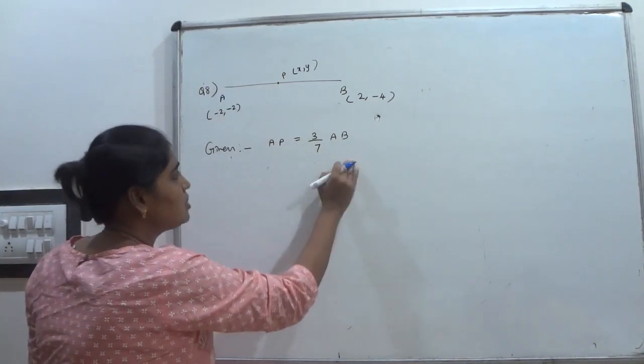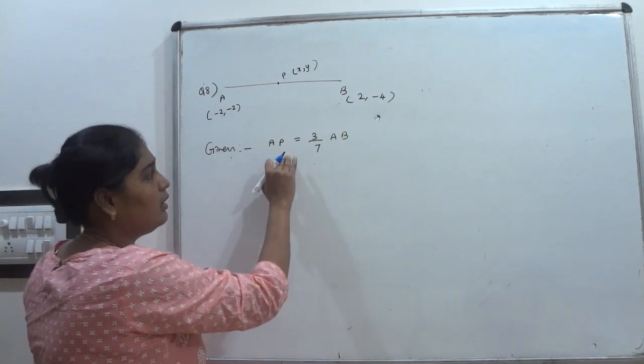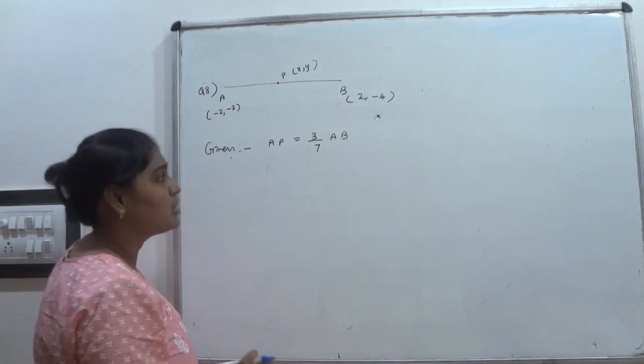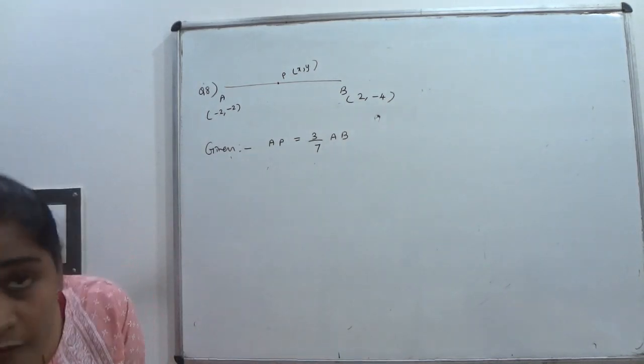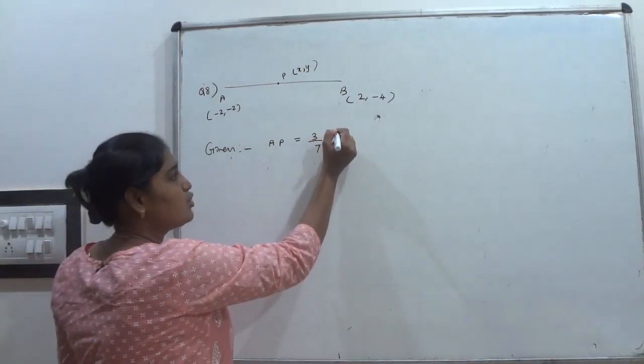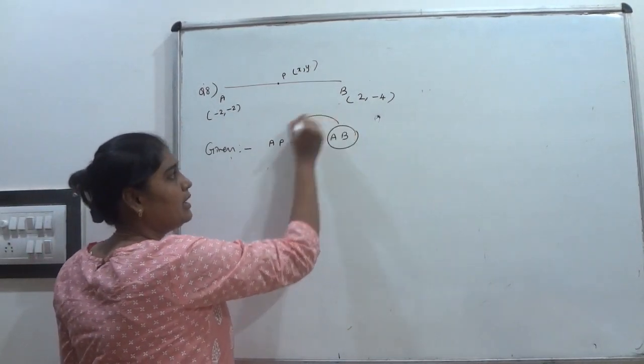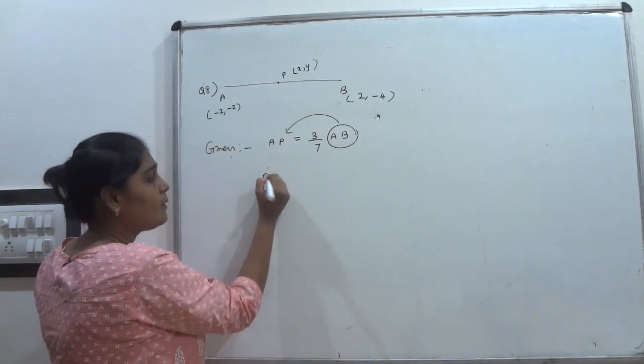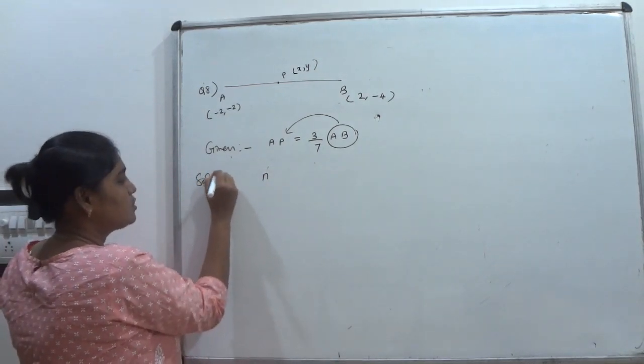You have to find the coordinates of point P. What is given to you? You have to write this as given: AP equals 3/7 AB. First of all, change this into ratio form. Multiplied by AB comes to this side, divided by AB. So you can write it as the solution.